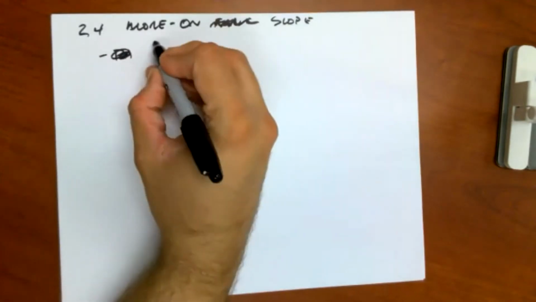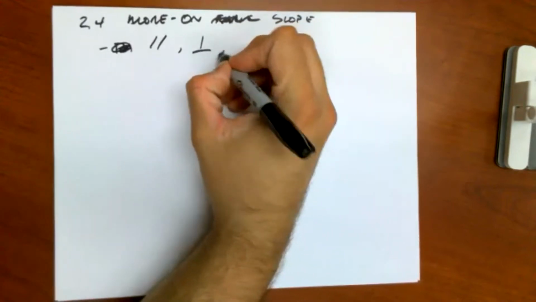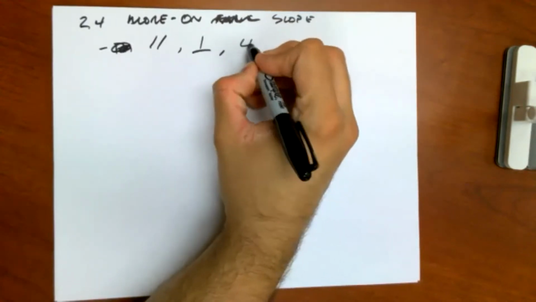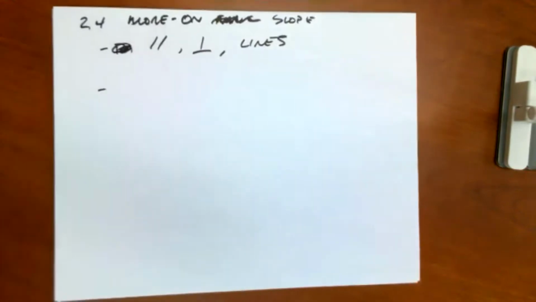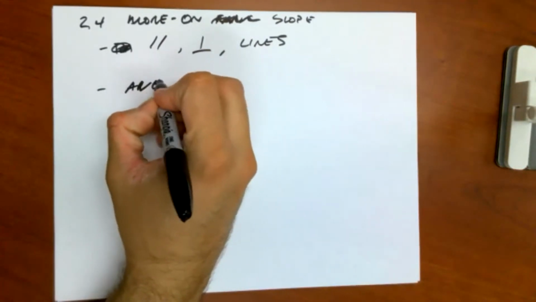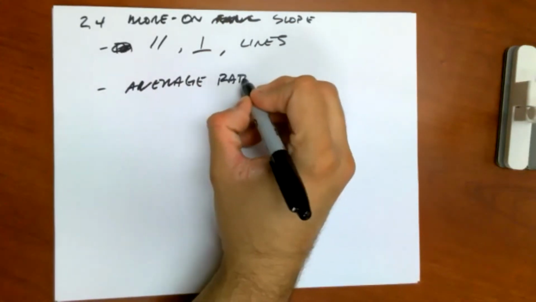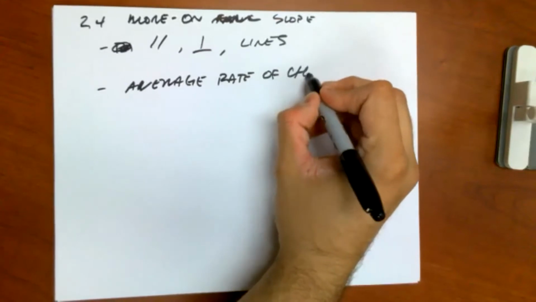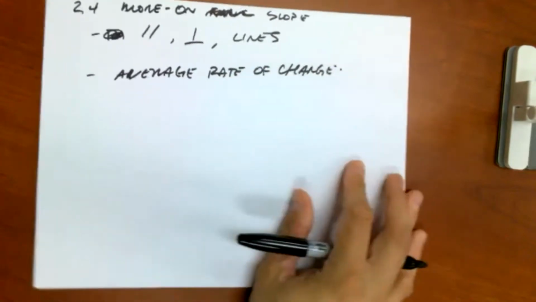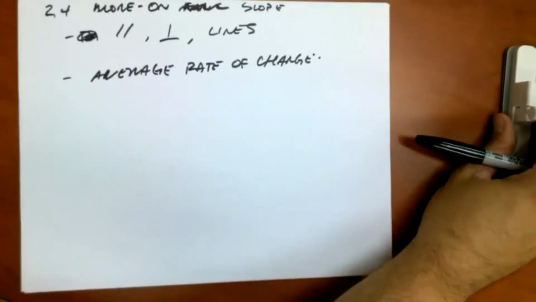Actually, I'm going to be lazy. For parallel lines, you can just write that. For perpendicular lines, you can write that. So we'll say parallel and perpendicular lines. And the other topic that we covered today, which I'm going to stick a little more on, is average rate of change. Okay, average rate of change. I'm going to move this thing a little bit so it's a little more ergonomical for me.